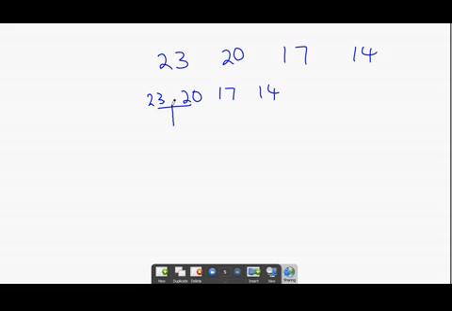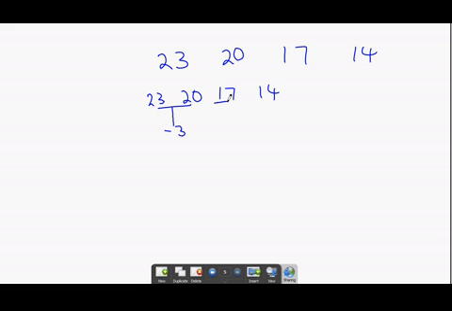So I'm just going to write down an arithmetic sequence: 23, 20, 17, 14. Now, if they asked me to generate the next two terms in this sequence, I am now going to rewrite the sequence because I need space. 23, 20, 17, 14. Now, if I say 20 minus 23, I am going to get minus 3.